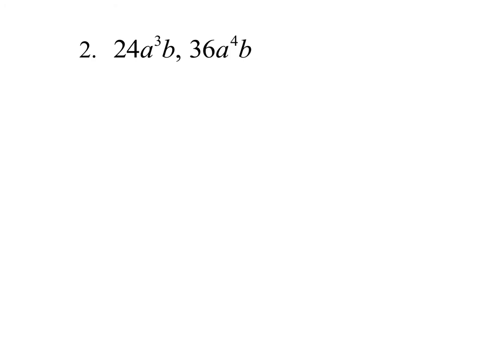To find the GCF of 24a cubed b and 36a to the 4th b, I'm just going to write the prime factorization of both of those items. So 24 would be 2 times 12. But 12 isn't prime. 12 is 2 times 6. But 6 isn't prime. 6 is 2 times 3. And you can double check yourself if you're not confident about that and just put 2 times 2 times 2 times 3 in the calculator. And it will give you your answer.